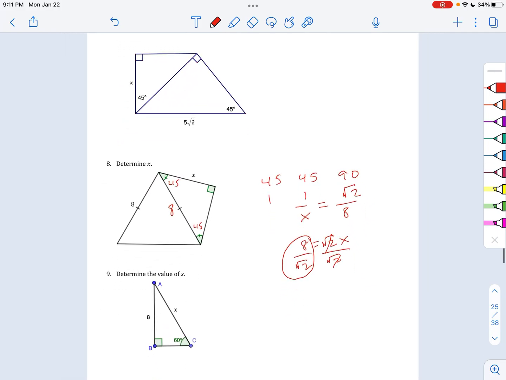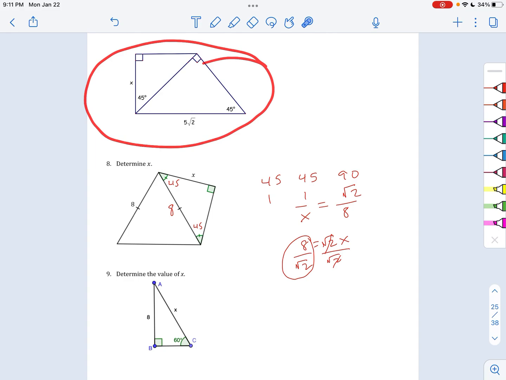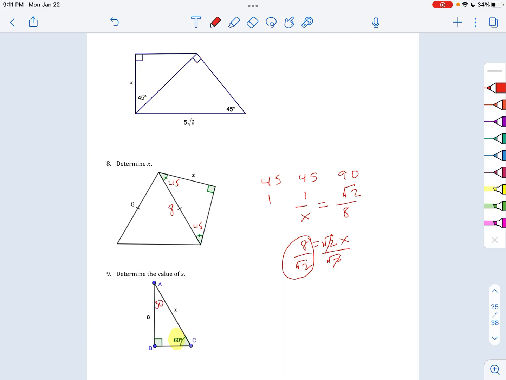Go ahead, take a minute, try this question on your own, and then check your answer with your group. Now, do be careful and notice that this is not a 45, 45, 90 triangle. This is a 30, 60, 90 triangle.